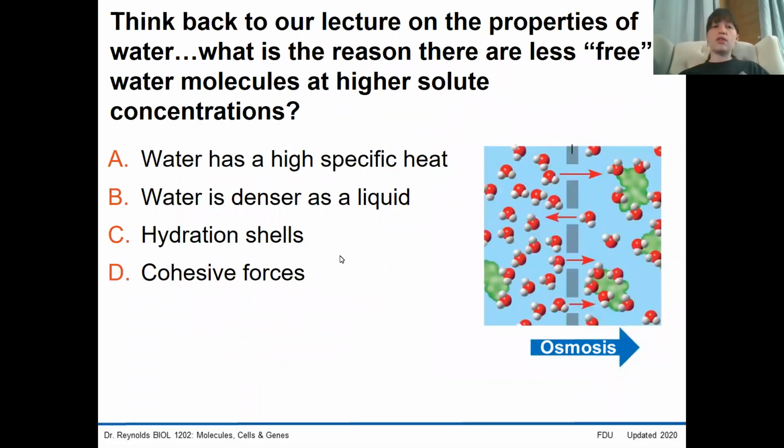So now I want you to think back on our previous lecture about the properties of water, and pause the video here to think about this. What is the reason that there are less free water molecules in higher solute concentrations?